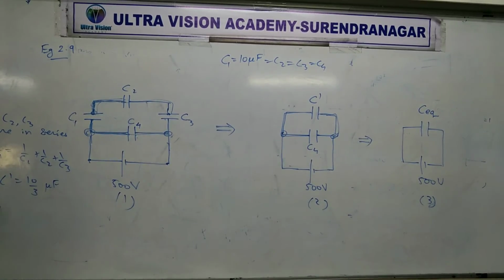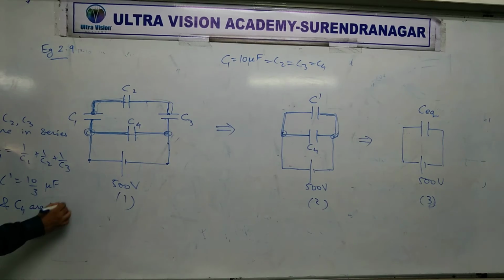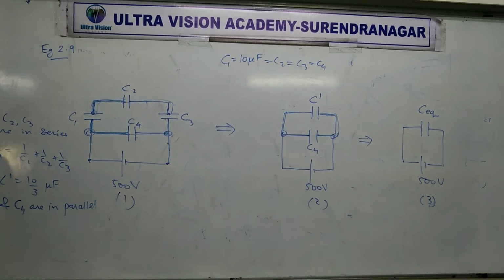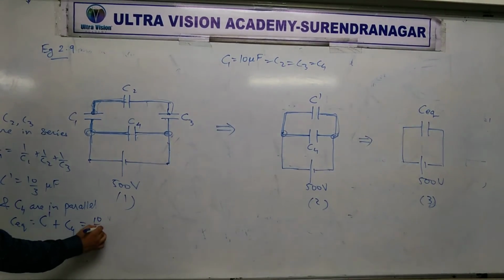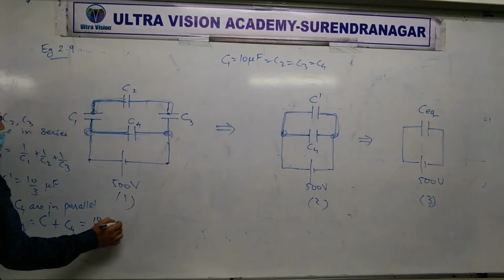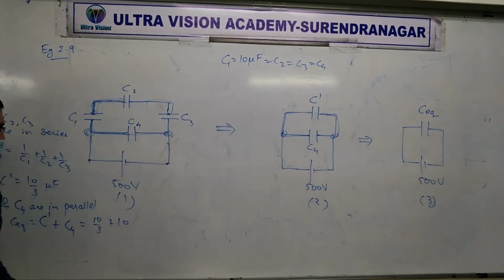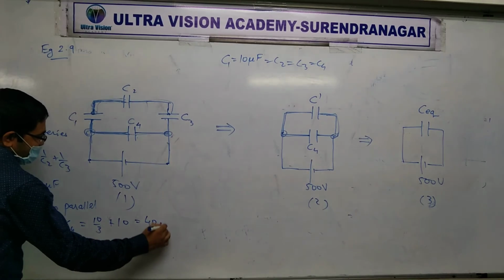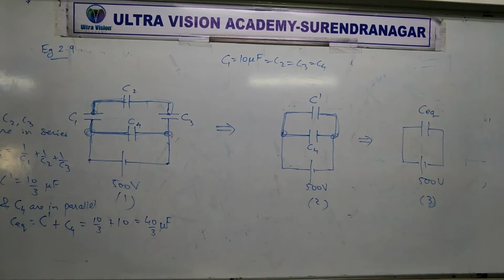Okay, there what do we have? C dash and which is in parallel? C dash and C4 are in parallel. Okay, so therefore C equivalent is equal to C dash plus C4. Okay, how much is C dash? 10 by 3, and C4 is 10. So 10 by 3 plus 10 is 40 by 3. Very good. 40 by 3 microfarad is the equivalent capacity.